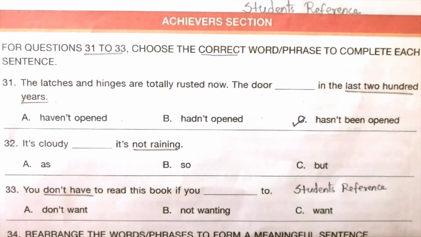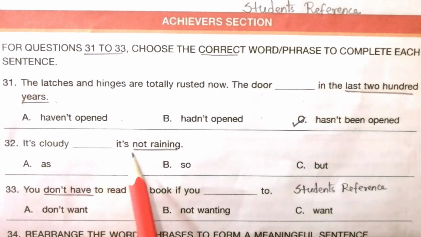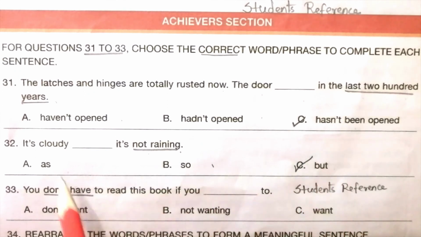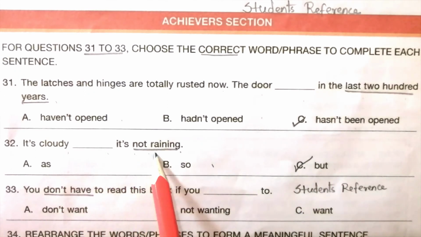32. It's cloudy dash. It's not raining. As, so, but. The answer is C, but. It's cloudy but it's not raining. 33. You don't have to read this book if you dash to. Don't want, not wanting, want. The answer is A, don't want. You don't have to read this book if you don't want to.